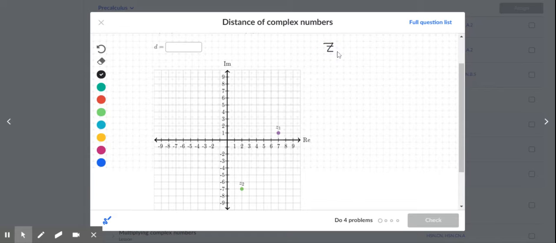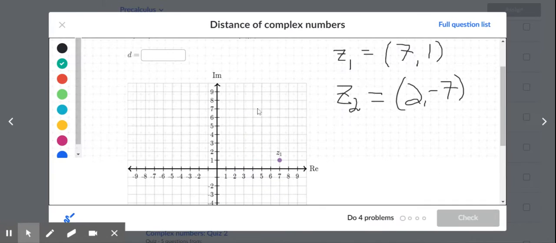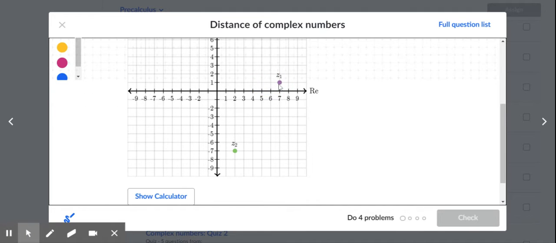Or let's write down the coordinates for Z1. Z1 is at 7, 1. Z2 is at 2, -7. We can either use the coordinates or we can use a more geometrical approach. I prefer the geometrical approach. I'm going to sketch a little triangle here. I've got to zoom in to do that. We're going to sketch a little triangle.